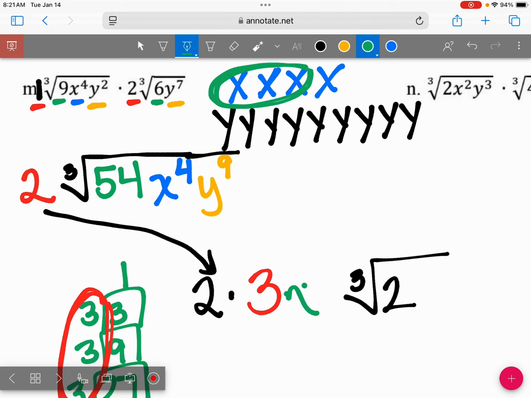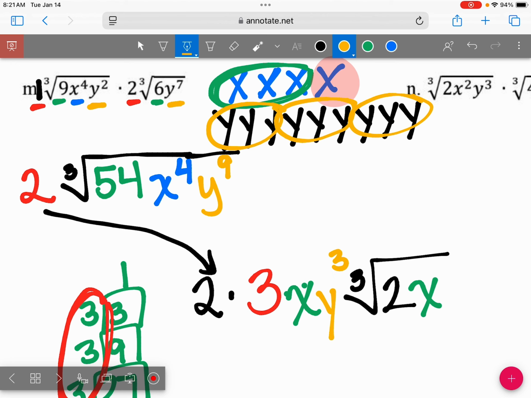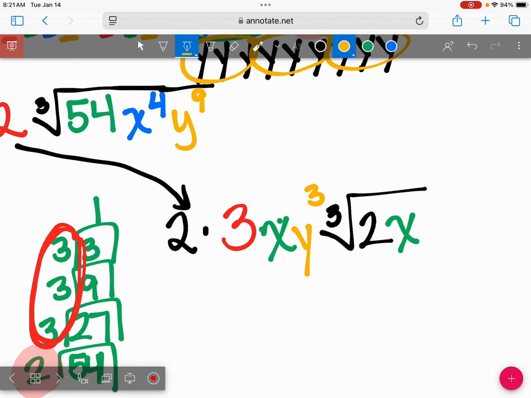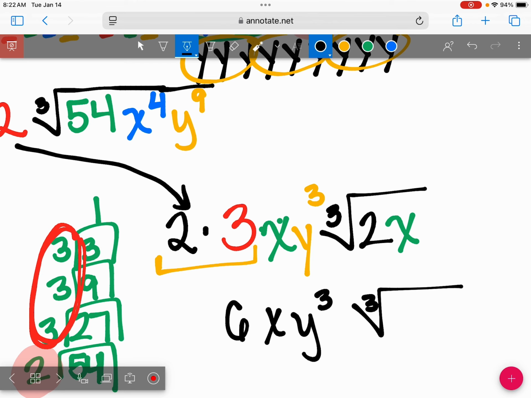So we have 1 set of x's. 1 has to stay. Show me with your fingers how many sets do we have with the y's. Good, 3. 1, 2, 3, so that would be y cubed. So now let's clean it up. We need to multiply these 2 numbers that are on the outside. So 2 times 3 would give us 6, x, y cubed, and then it would be the cube root of 2x. And that would be my answer.